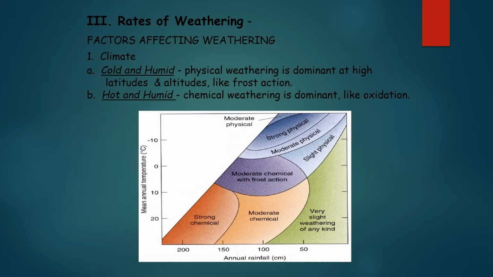So rates of weathering can be affected by climate. We looked at this diagram in the activity yesterday, and this can be used to show how the climate of an area really strongly affects what type of weathering we have. Cold and humid is going to have the water available, and you need that alternating cold and warm that you get at certain times of year at high latitudes and high altitudes, and you're going to end up with something like frost action, strong mechanical weathering. Then hot and humid is going to favor chemical weathering.